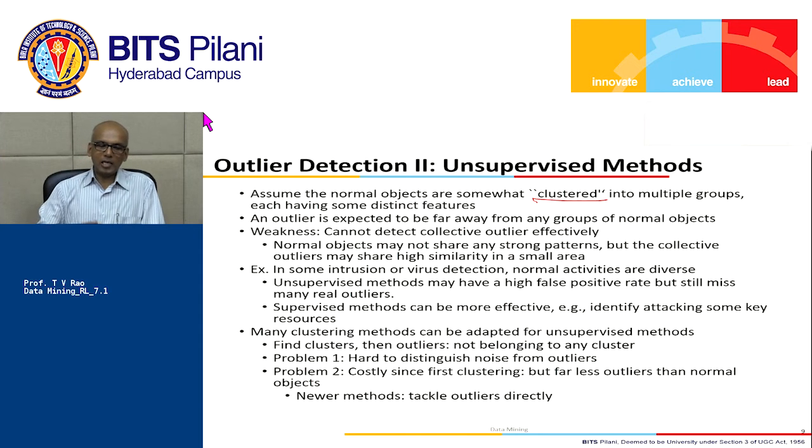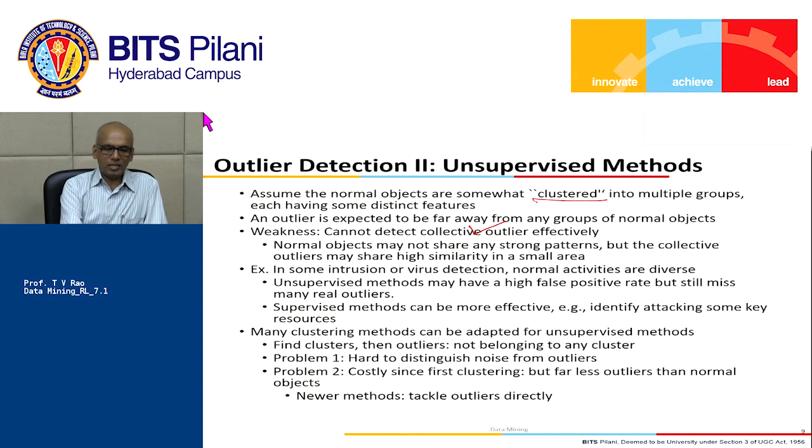The first challenge is with respect to collective outliers. If you have a collective outlier, we are saying that there are multiple data objects which are all compromised or which are all representing abnormal behavior. In such a case, that will be represented as a cluster, so it will be difficult to find that.